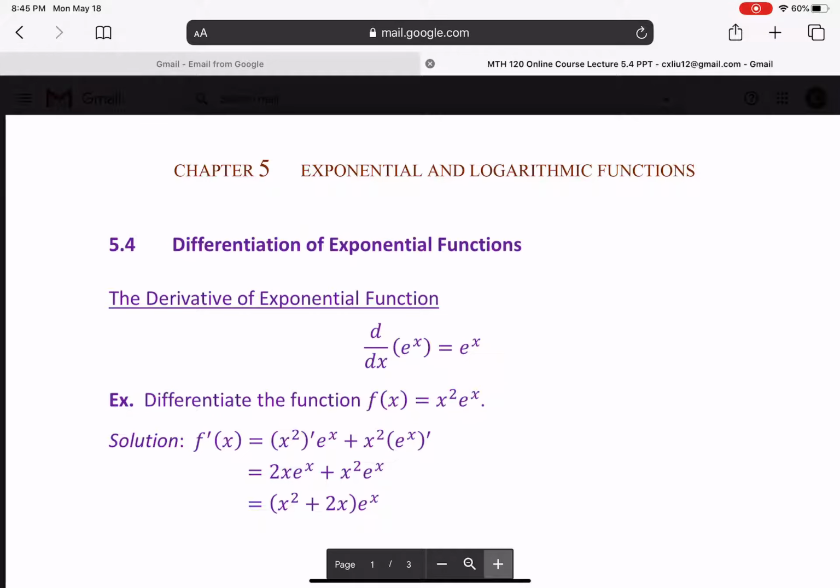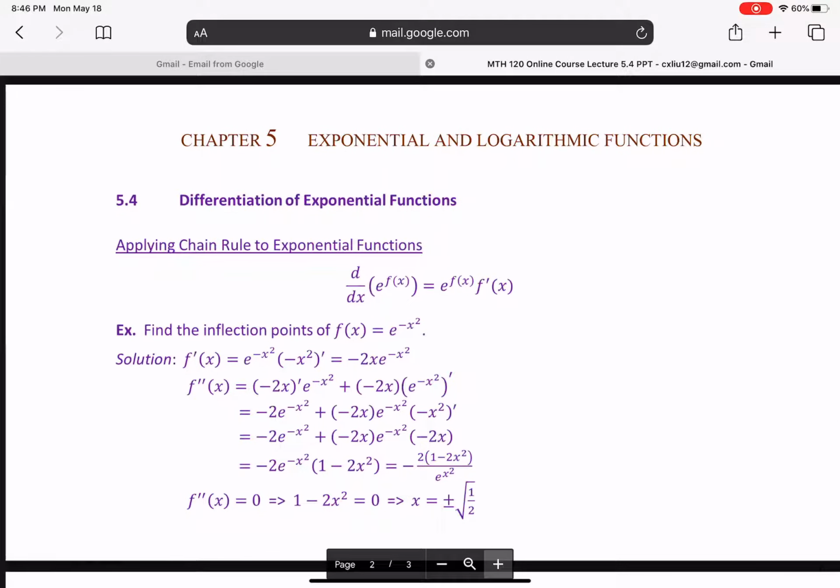So let's differentiate the function f(x) equal to x squared times e to the x. This is a product of two functions, x squared and e to the x. We need to use the product rule. So we get (x squared)' times e to the x plus x squared times (e to the x)'. And then that becomes 2x e to the x plus x squared e to the x. And we can factor out e to the x and arrange the terms by the descending power of x to get (x squared plus 2x) times e to the x.